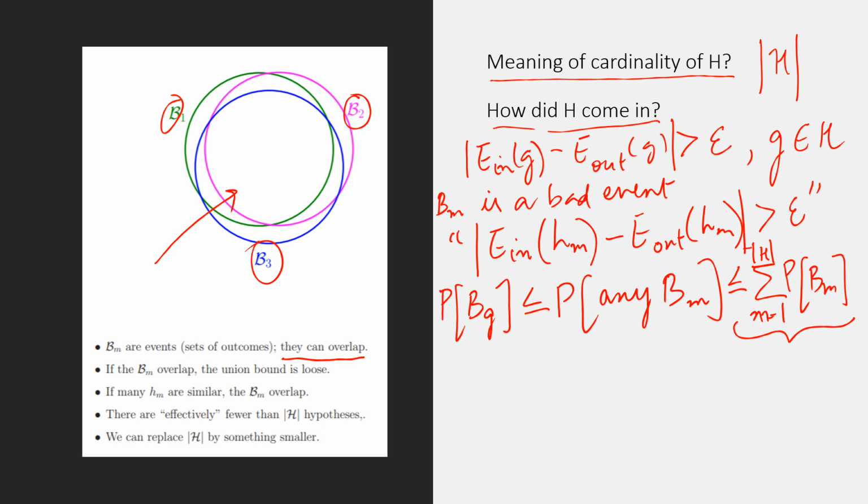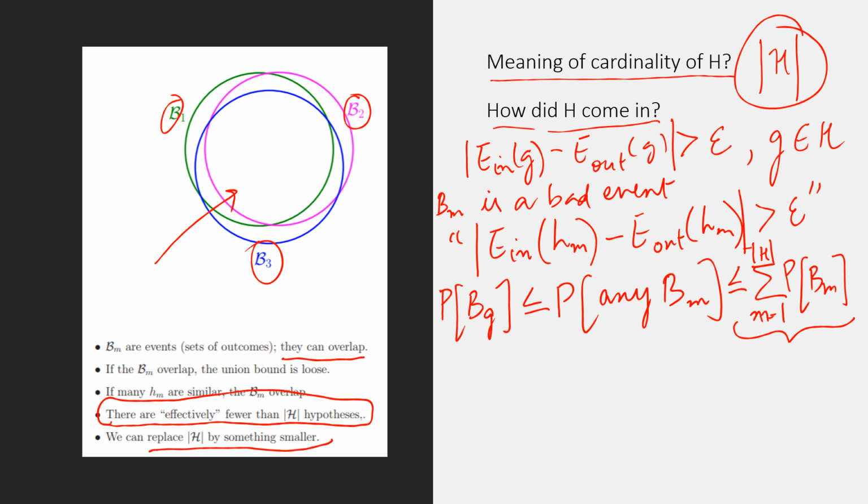So what does all of this mean? This means, and I would like to highlight this line here, that there are effectively fewer hypotheses than what I said, fewer than H, the cardinality of that, right? The number of hypotheses in the entire hypothesis set that are really effective. There are effectively fewer hypotheses than this H. So we need to replace that H by something smaller, right?